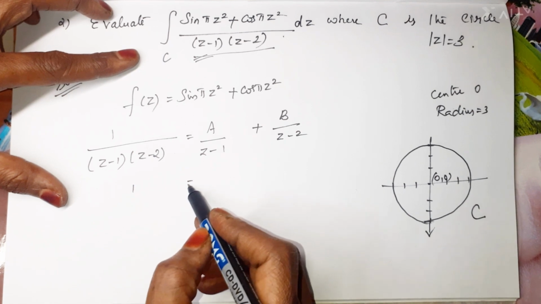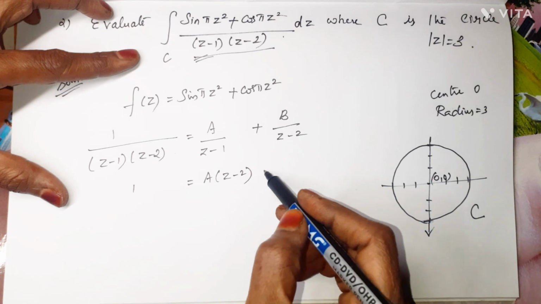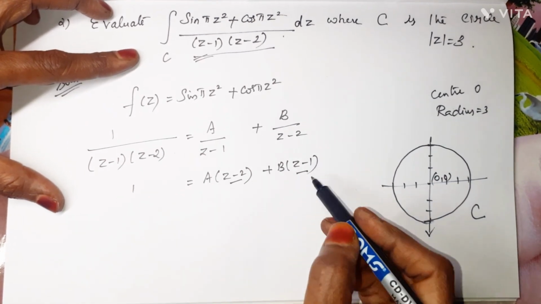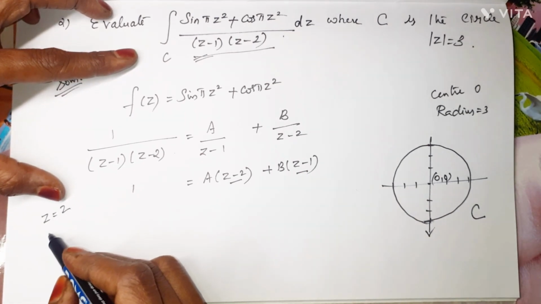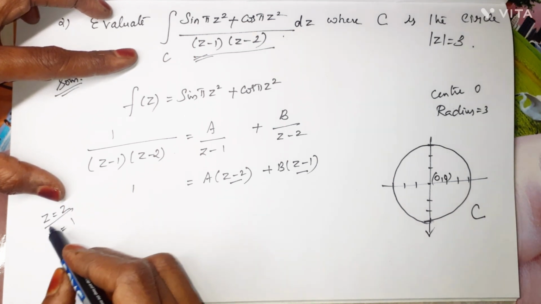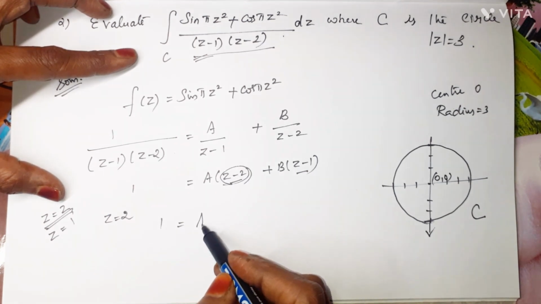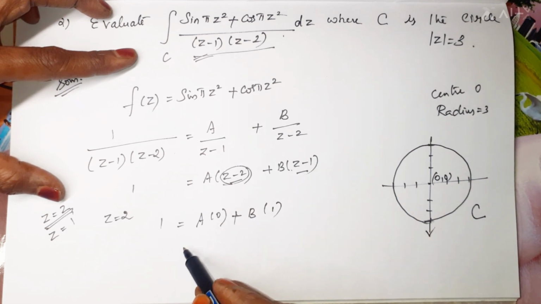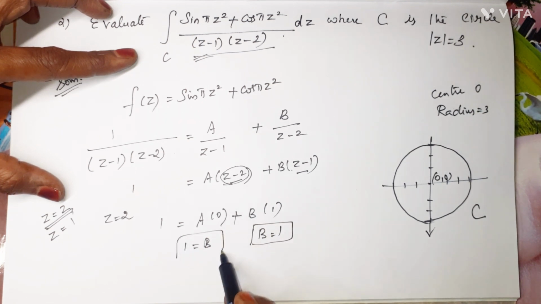So taking LCM, after cancelling the denominators, we are getting A into (z minus 2) plus B into (z minus 1). Using these two factors we can decide values for z, that is z equal to 2 as one value, and z equal to 1 as the second value. When we take z equal to 2, 1 is equal to, this term will become 0, so A into 0 plus B into (2 minus 1), it is 1. So 1 is equal to B, that is B is equal to 1.